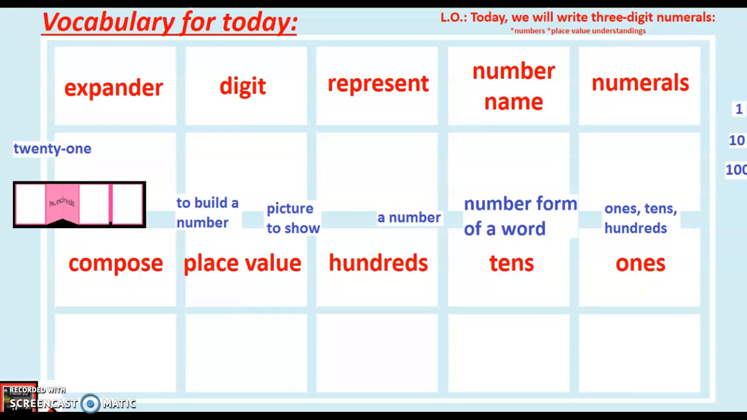Our vocabulary for the day, class: expanded form, digit, represent, number name, numerals, compose, place value, hundreds, tens, ones. What I want you to do when I'm done speaking is to pause this video, go ahead and match the blue words and pictures to the red words. When you have those done in your journal, unpause the video and tell me if you got them right.